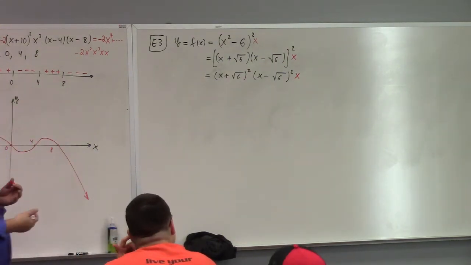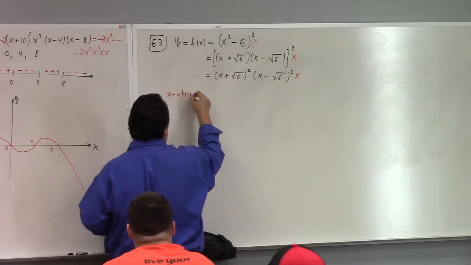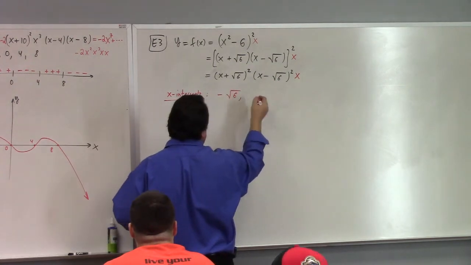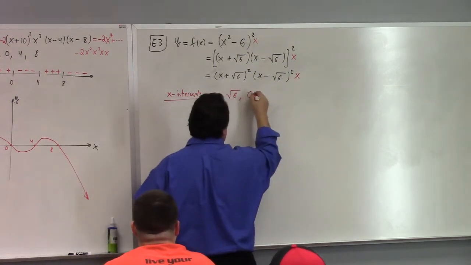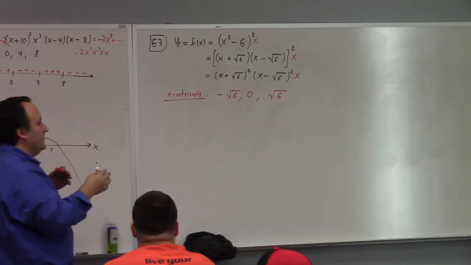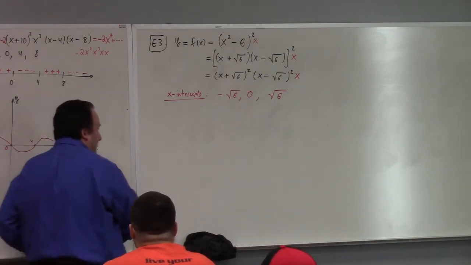So what are my x-intercepts? Minus root 6, yeah, minus root 6. This one gives me 0, right? And plus root 6. Now both the plus and the minus root 6 come with a factor which is squared. That means the graph is going to bounce at those x-intercepts. In contrast, at 0, it's just from x, which is the power 1, so it's going to cross there. So that's really all we need to make the graph.